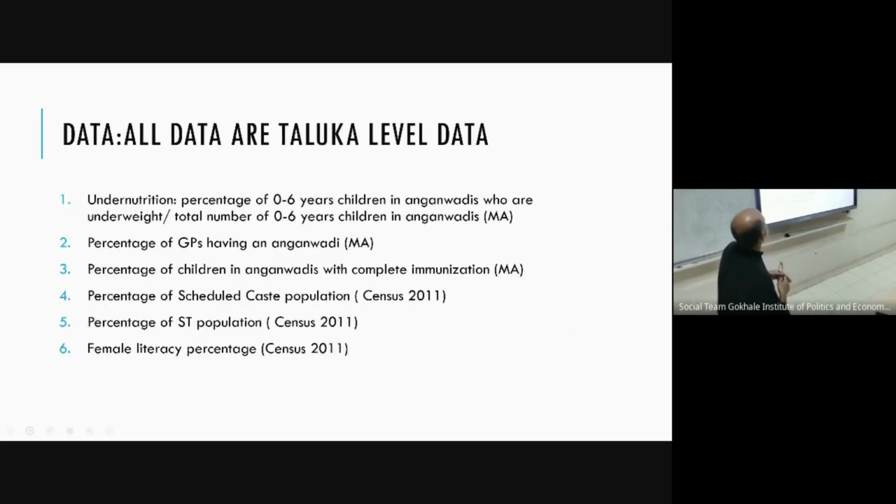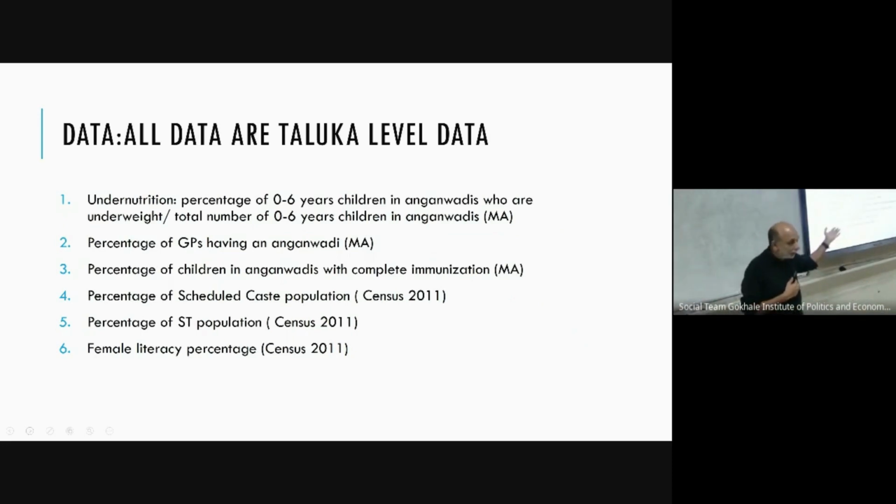Right. So what is the data that I'm using? My measure of undernutrition is, for every Gram Panchayat, I have data on the number of children in the Anganwadis, and the number of children in Anganwadis who are under 6 and also underweight. So that proportion gives me the percentage. Then I have data on the percentage of GPs having an Anganwadi. This is at the taluka level, so I've got all the percentages with respect to the taluka level. But I can also do it at the Gram Panchayat level, but the computing dimensions will become very large, and we would still not be able to figure that out.